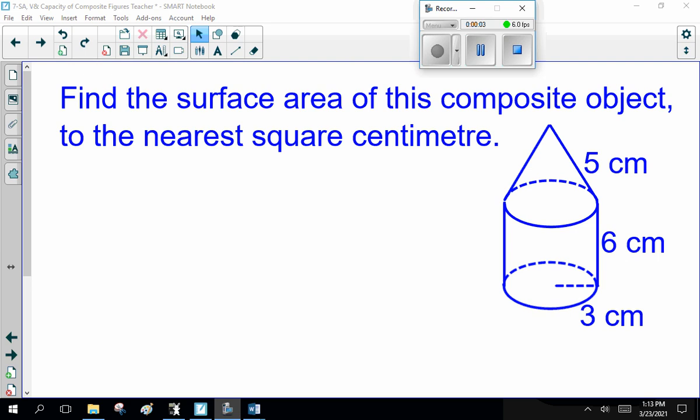Okay, ladies and gentlemen, welcome back to Math 20-3. Chapter 3, section 7, surface area and capacity of composite figures, part 2.